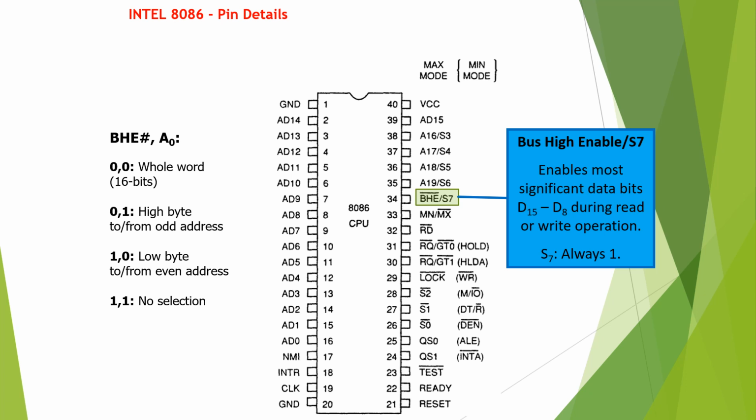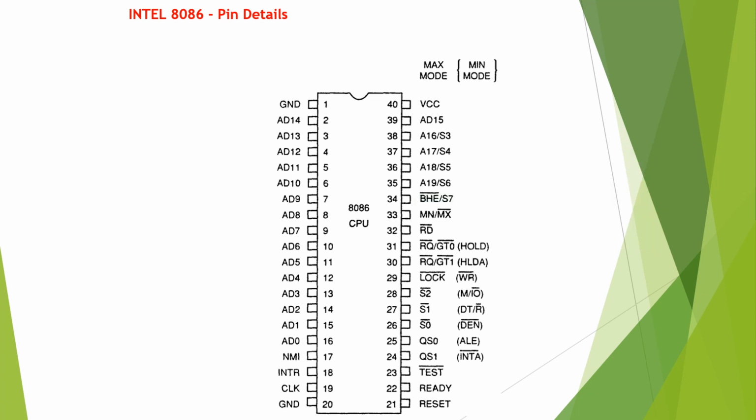Here we can see the bus high enable and the A0 combination. When the bus high enable is 0 and A0 is 0, you can select the whole word to be transferred in the data bus. When BHE is 0 and A0 is 1, the higher byte is transferred from or to the odd address. When BHE is 1 and A0 is 0, the lower byte is transferred to or from the even address. And when both are high, nothing could be done using this higher order data bus.